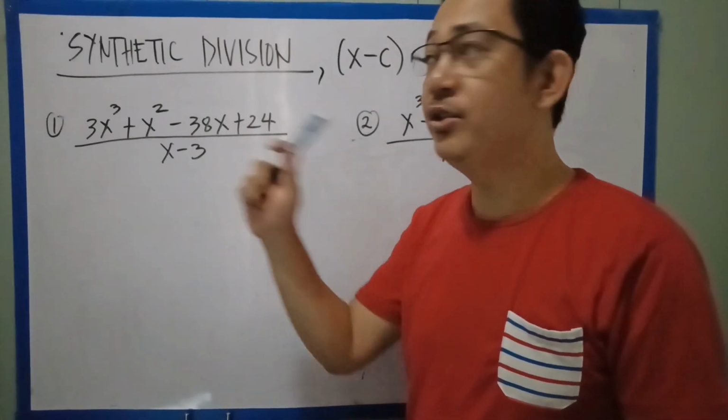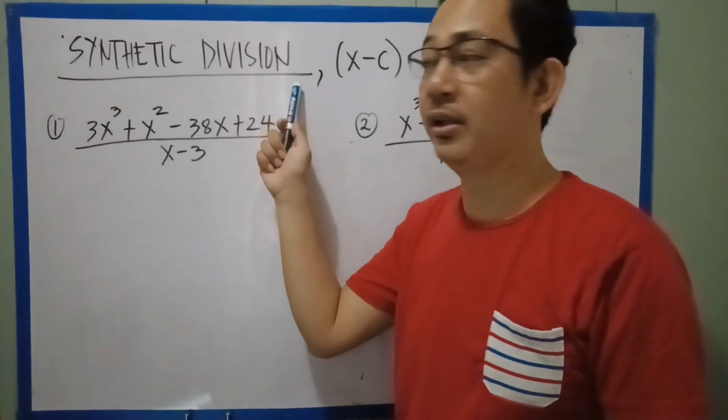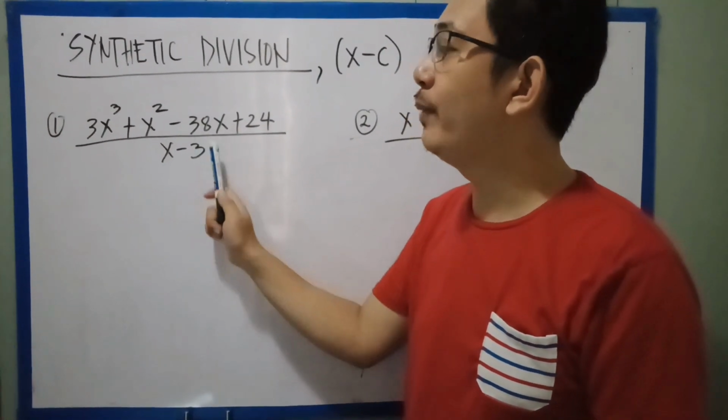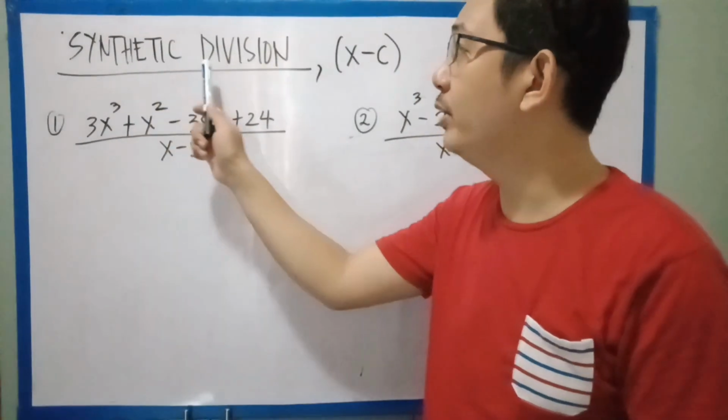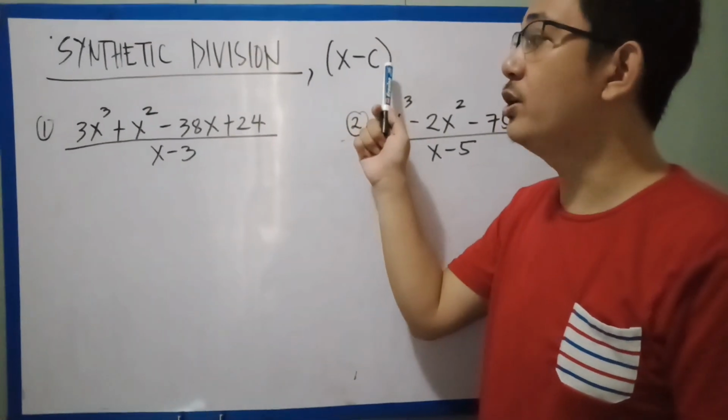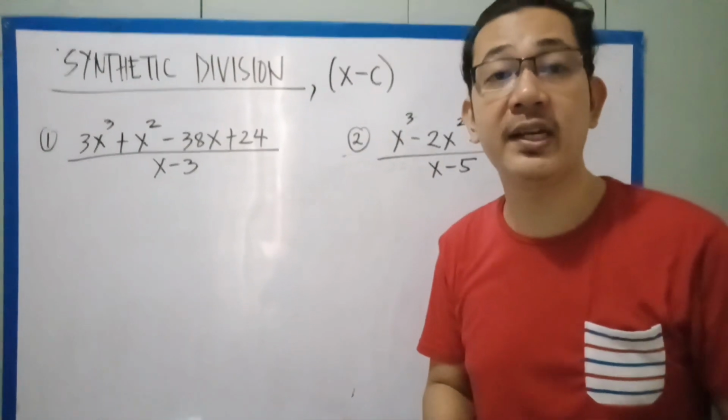Okay, so we're going to continue using synthetic division. So in this case, the same given on the long division. So we're going to solve or divide this using synthetic division. So we know that in synthetic division, we need to follow the form of the divisor, which is x minus c. So how are we going to apply synthetic division?